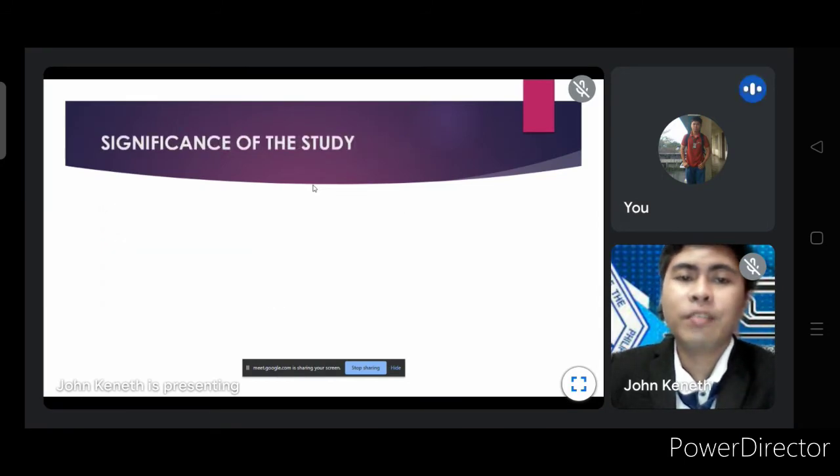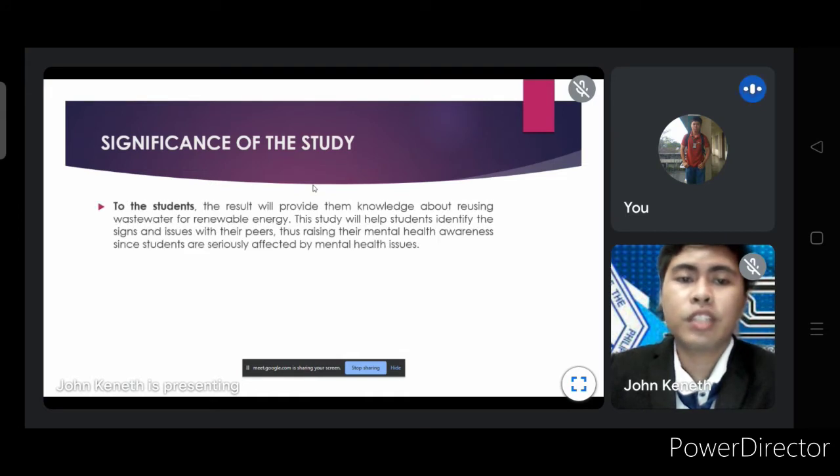The significance of the study shows the following groups. To the students, the result will provide them knowledge about reusing wastewater for renewable energy. This study will help students identify the signs and issues with their peers, thus raising their mental awareness since students are seriously affected by the mental health issues.